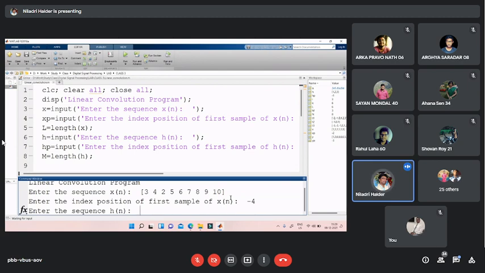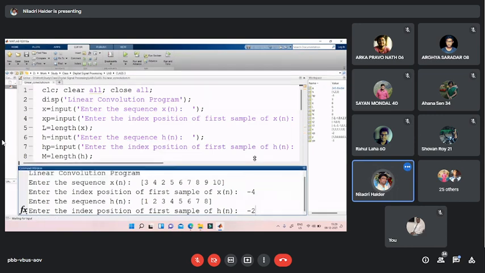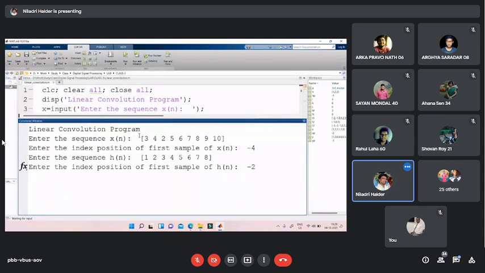Next, you have to enter the second sample: 1, 2, 3, 4, 5, 6, 7, 8. Suppose here you have the 0, so the initial index will be at minus 2. So what are the parameters we have written here? Check it. Sequence, initial index, second sequence, initial index. Size of the first sequence is 9, size of the second sequence is 8.